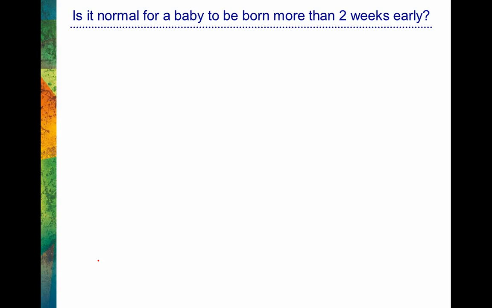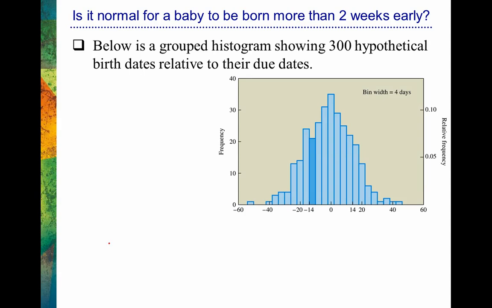So, for example, is it normal for a baby to be born more than 2 weeks early? Well, let's look at some data. What this is showing is a grouped histogram of 300 hypothetical birth dates relative to their due dates. So how early or how late are these babies being born? And each one of these bars represents a width of 4 days.